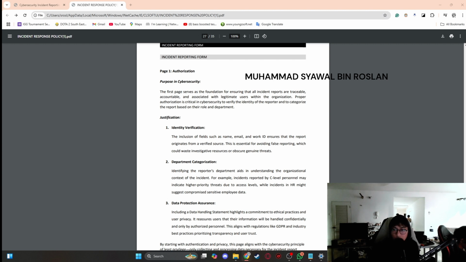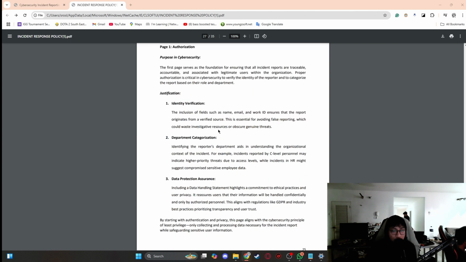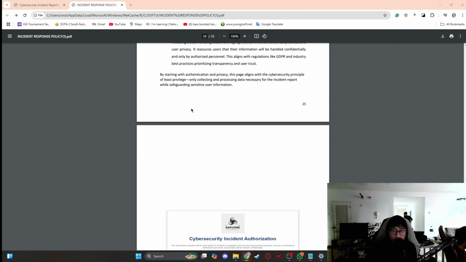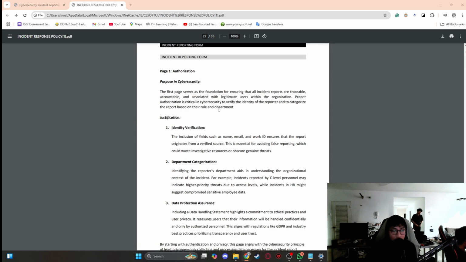Welcome. Today we'll explore a critical tool for maintaining cybersecurity, the cybersecurity incident response form. And this is the response reporting form that we chose to do. It's in an HTML file, but we'll go through it one by one.